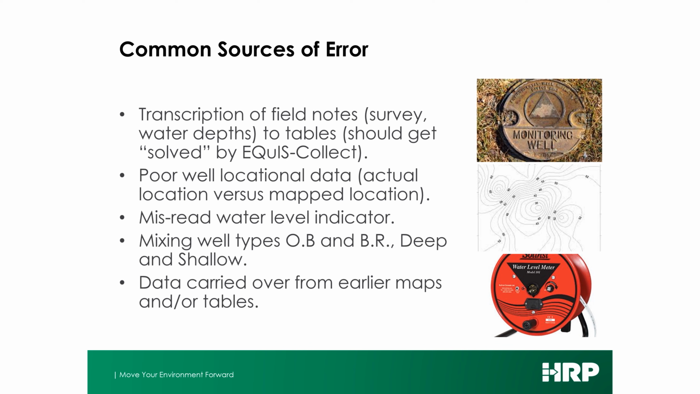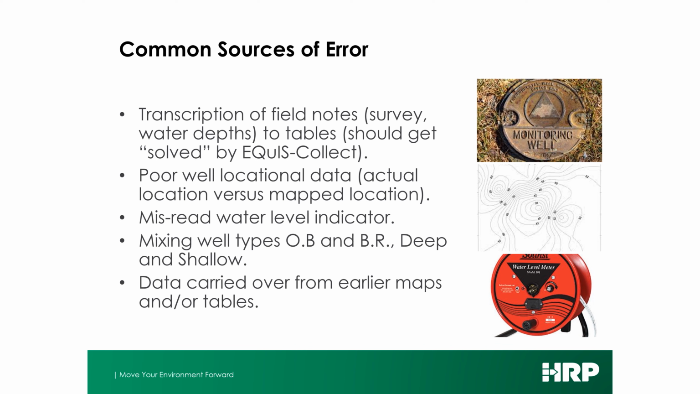Every time you handle data, you write it down in the field book, you type it into the table to give to Bubba to contour. Bubba types it into the machine. Every time it gets touched is a possibility for error. And that tends to be where we typically see it. That's the first thing you go to when something looks wonky. Go back and check the data set.